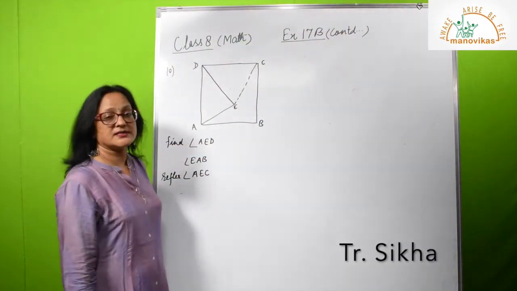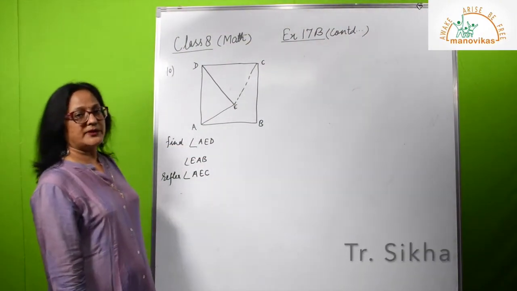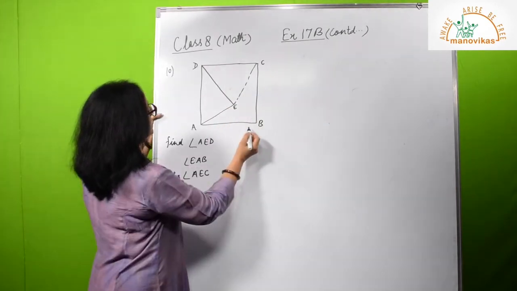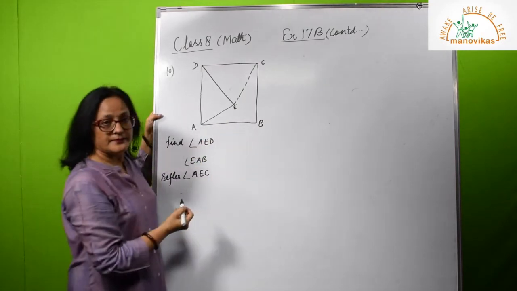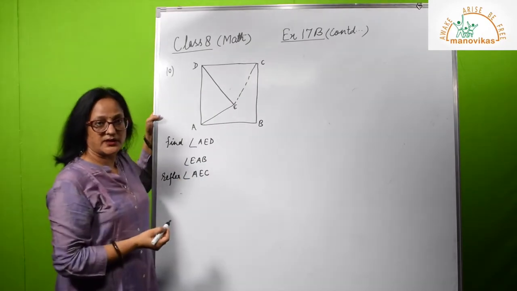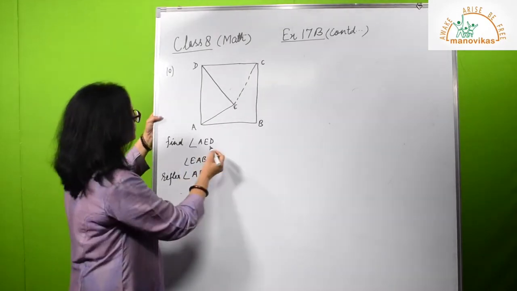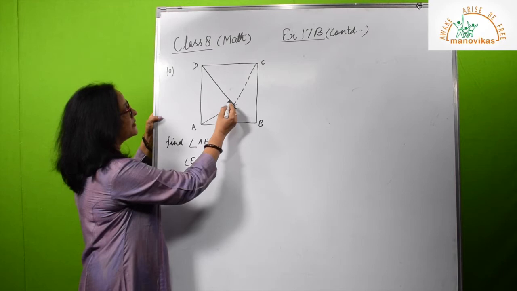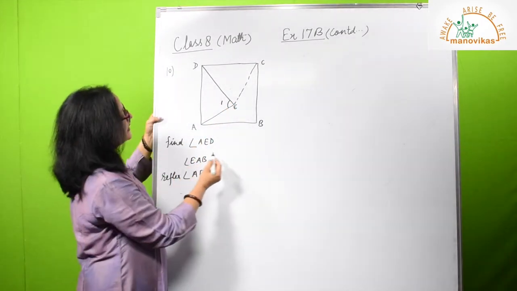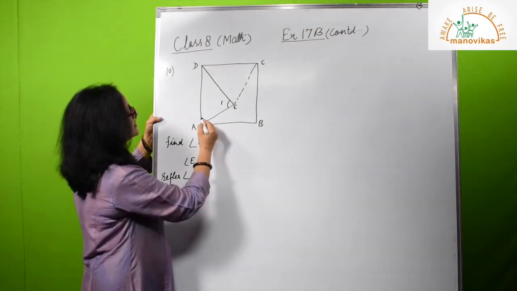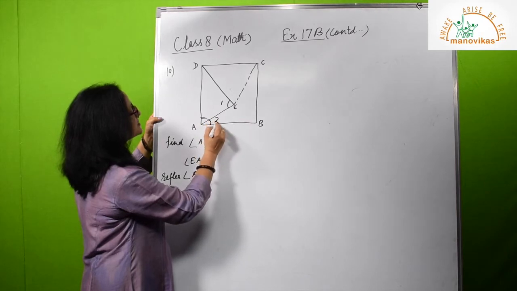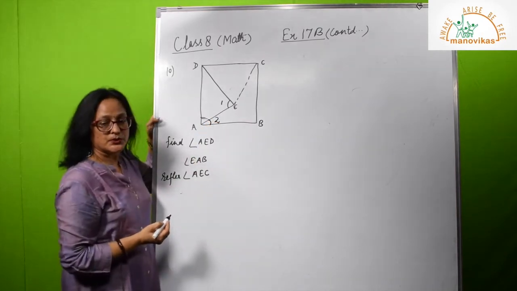I am continuing with exercise 17b. Today I am taking question number 10. In this question, you are given a square ABCD, and in this square, CDE is an equilateral triangle. You have to find angle AED, means this angle. Suppose this angle is number 1. Angle EAB means this angle EAB. Suppose this is angle number 2.